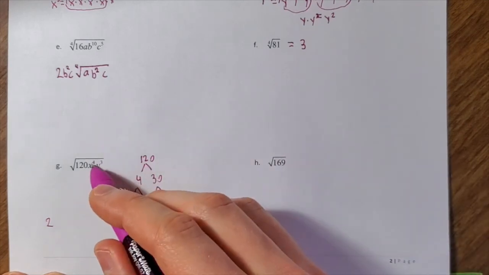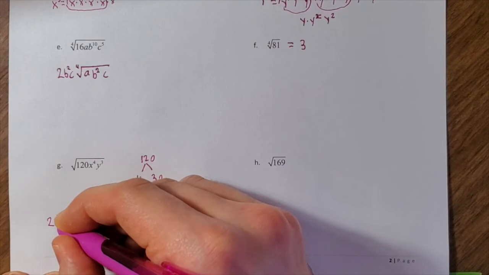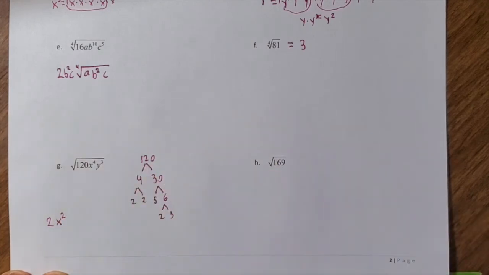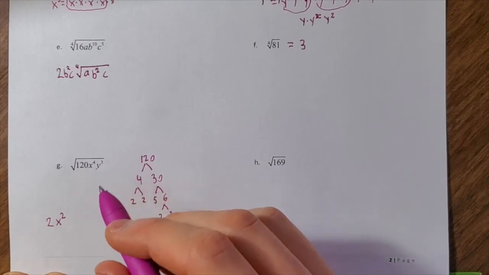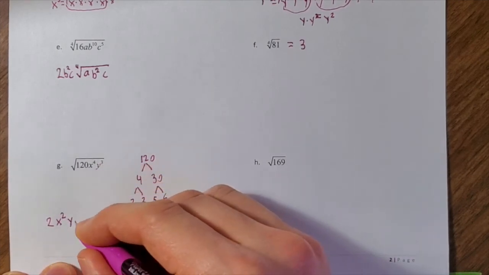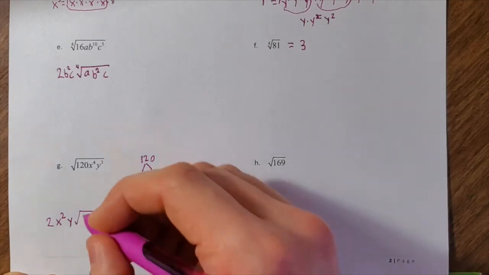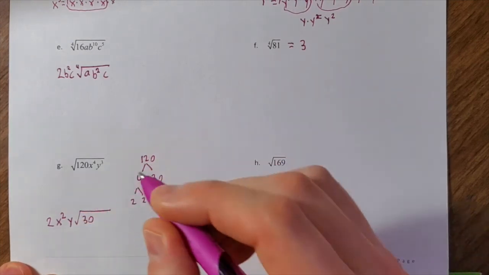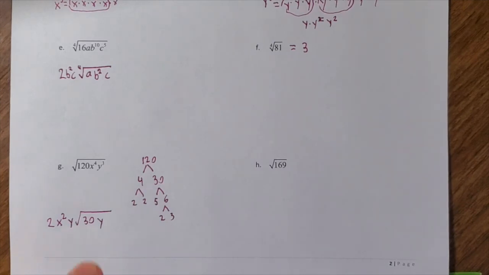And then we have an x to the 4th, which is 2 groups of 2 right there. So we can pull out those 2 groups of x and say that's x squared. Then we have our y to the 3rd, which gives us one group of 2, and then we'll have 1 y left over. So everything left inside, we've got our 5, our 2, and our 3, which is going to give us 30, and then we have our one single y. So we get 30y underneath our square root sign.